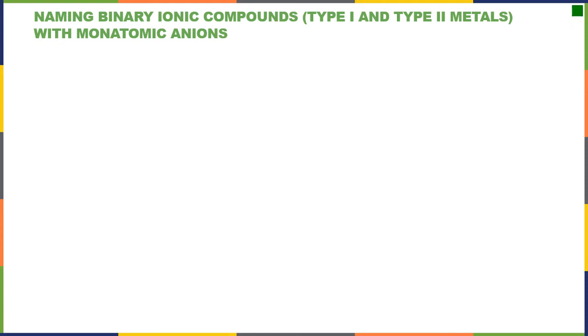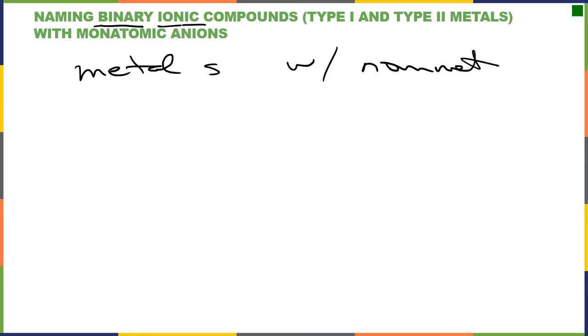So we need to look at naming and writing formulas for compounds. And we're going to start simple here, and we're going to start with binary ionic compounds. We know ionic compounds are going to be made from metals with nonmetals. And we know they're going to be made from metals and nonmetals because in order to be ionic, we have to have something that's going to be a positive charge and something that's going to be a negative charge.